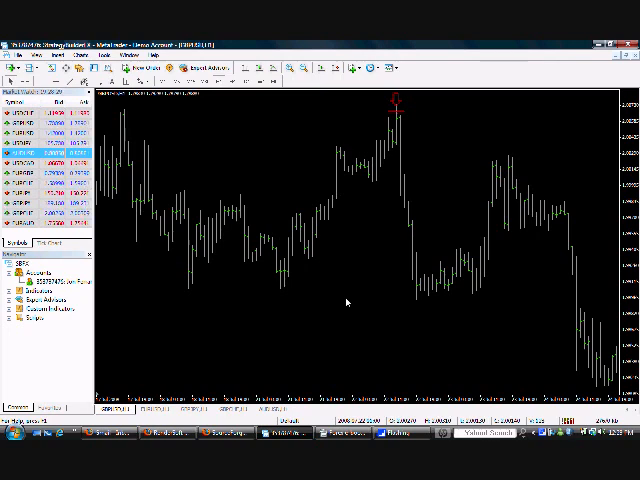I got MetaTrader up here. It doesn't really matter what charting system you use. You can use anything. Personally I like MetaTrader because it's free and it's easy. All you really need is a bar chart. It doesn't matter what bells and whistles, what kind of special indicators you're using. All we really need to look at is a simple bar chart. We're just interested in price action.